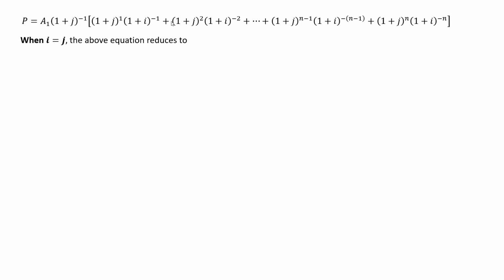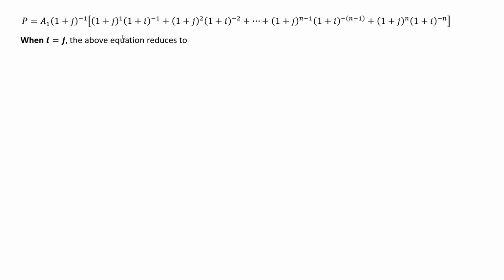Right? (1 + j) the quantity squared, times (1 + i) to the negative 2. This becomes a squared times a to the negative 2. That is also 1. If we go all the way to the end, that is also something like a to the n times a to the negative n, which is 1. So in the event i equals j, all these terms inside the square bracket just become 1 plus 1 plus 1 plus 1 plus 1. And how many of them? There are n number of them.